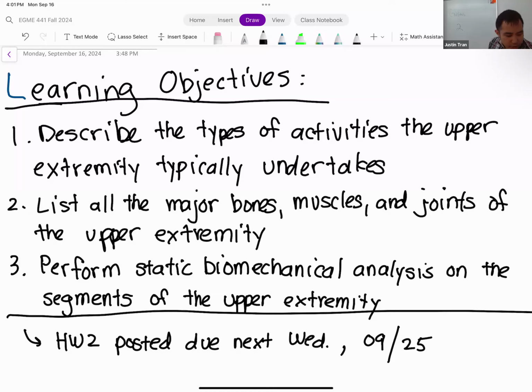So we're going to introduce what that entails, and we're going to go over the bones and the muscles for the upper extremity again. And then we'll go from there.